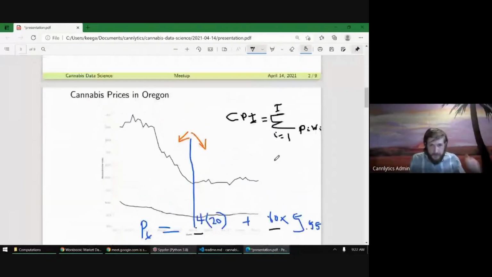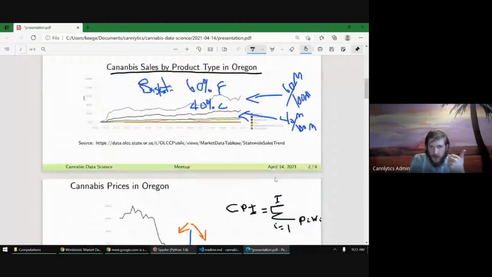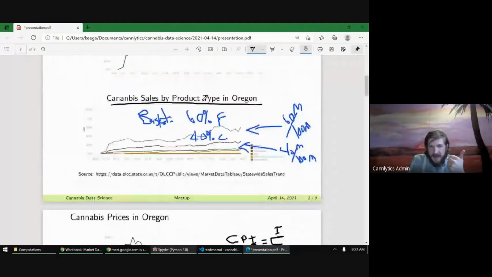Oh, so we have our basket is calculated. So basically, this is where we get our weights from.